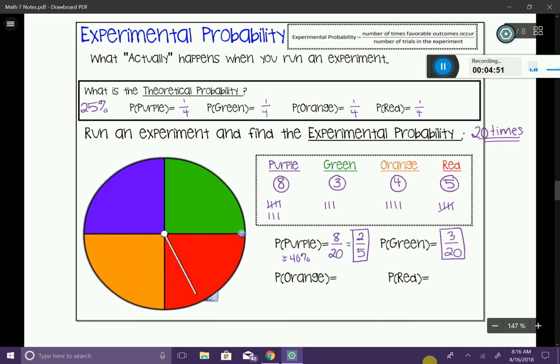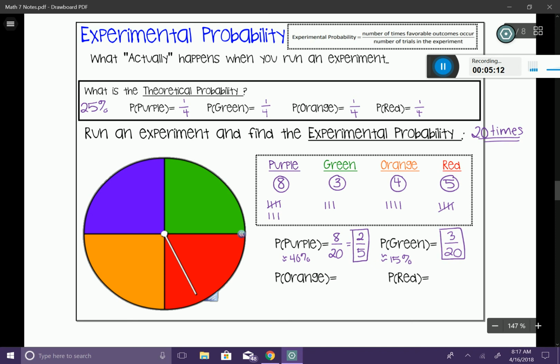The equivalent decimal is going to be 15%. The equivalent percent is going to be 15%. You can see that it's a little lower than our theoretical probability of 25%, which is okay because it was an experiment, and experimental probability is not equal to what should happen in theory.